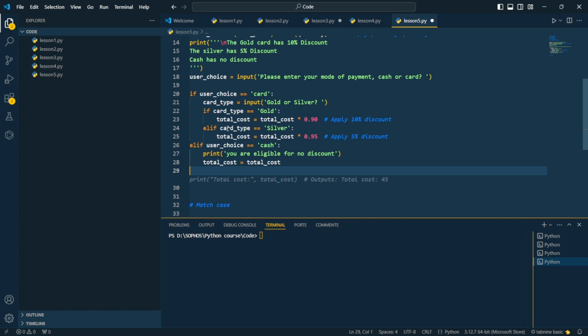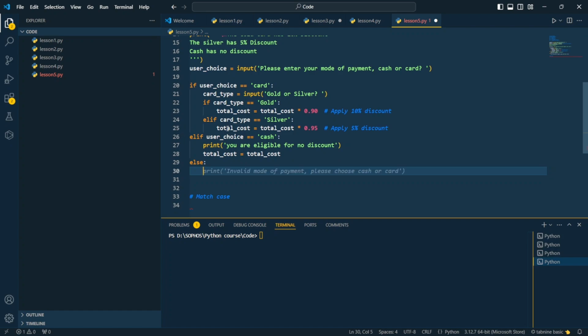But then I wish to add another else. What if he does not choose cash or card? For example, there was a mischievous user, and he did not choose cash or card. He typed rubbish. Then I wish to present him a message saying invalid mode of payment. You should properly choose a correct answer. So else would only be executed if the user has not chosen card or cash and has written some gibberish. Then inside the else, this one line, which is print, would be executed.